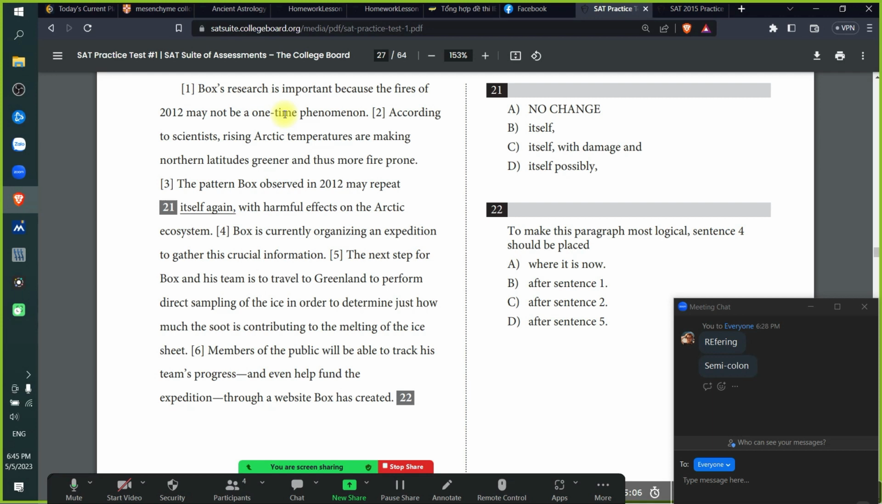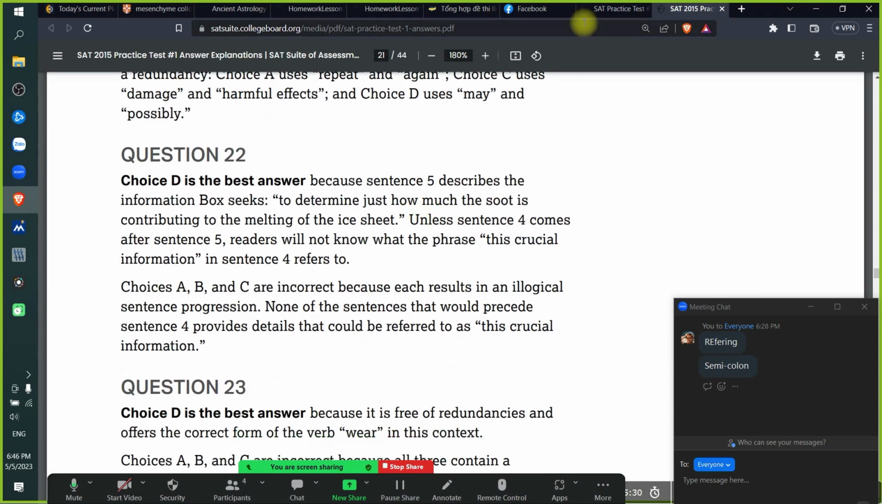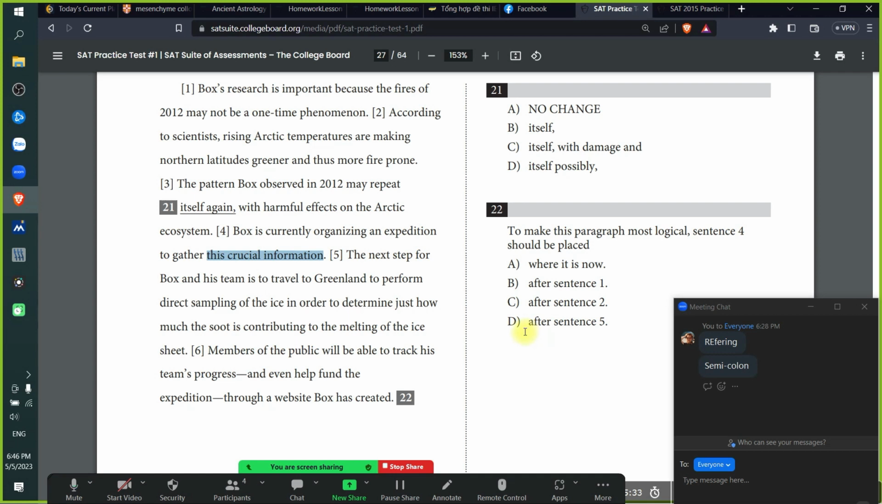So which one? Number 4, where should you place it, class? After sentence 5. Okay, what does this crucial information refer to? Determine just how much the soot is contributing. Right. So 22, it's D. They should be placed after sentence 5. So, how much the soot is contributing to melting the ice sheet? This is the crucial information that they need.